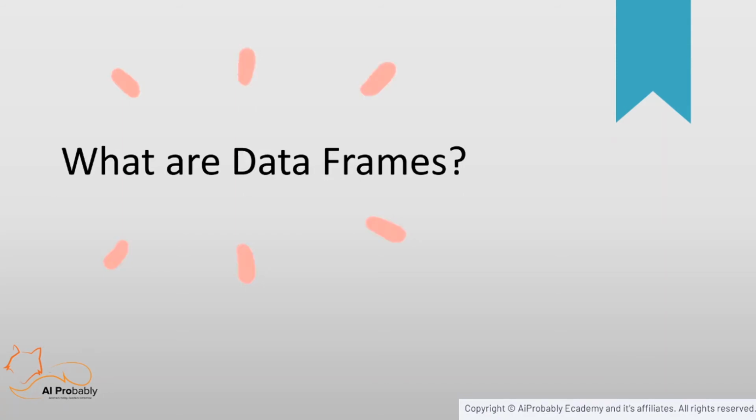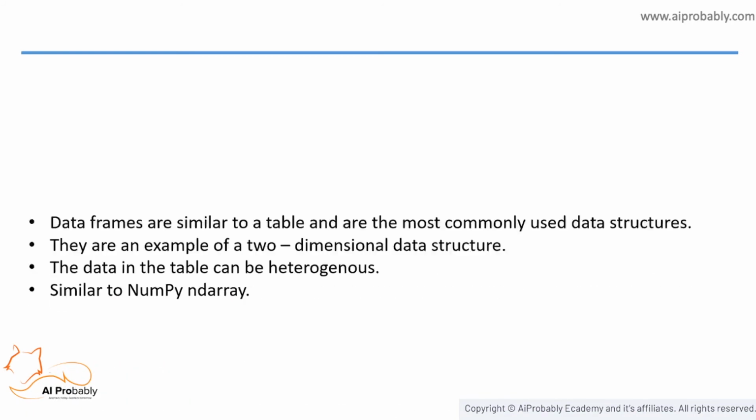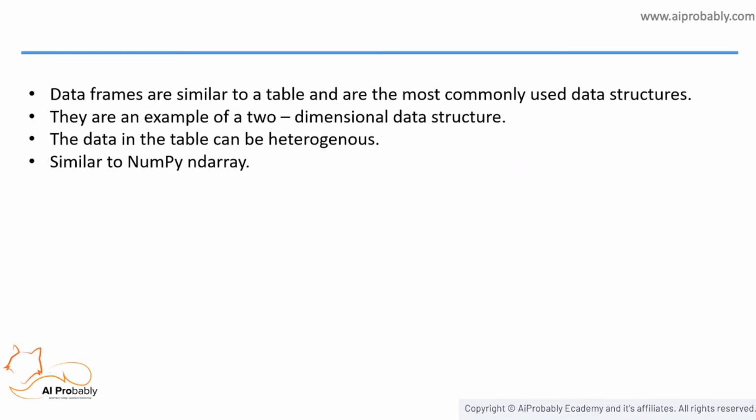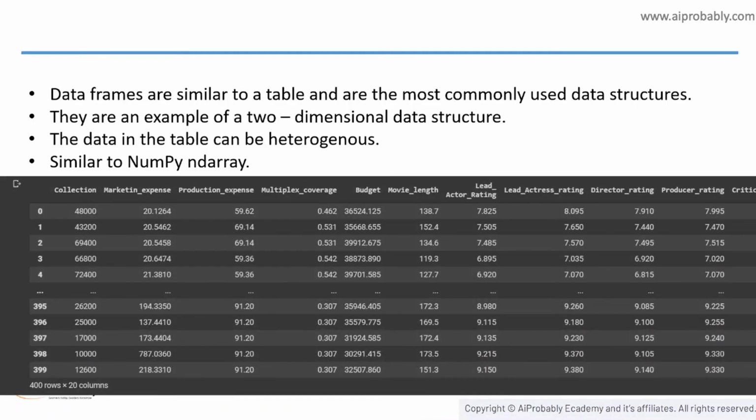Let's hop onto the data frames. What are data frames? Data frames are two-dimensional arrays where the columns can be heterogeneous, that is, they can contain an integer, string or object, boolean, or float. The properties of a data frame are that it is completely analogous to a table or spreadsheet of data. The size is mutable, that is, columns can be inserted or deleted. This is an example of a 2D array or a data frame data structure in Pandas.